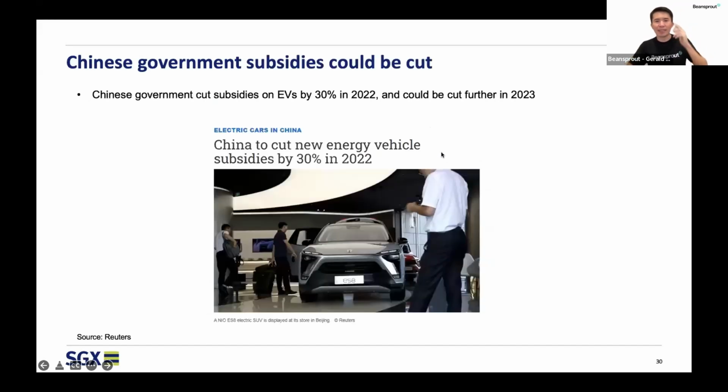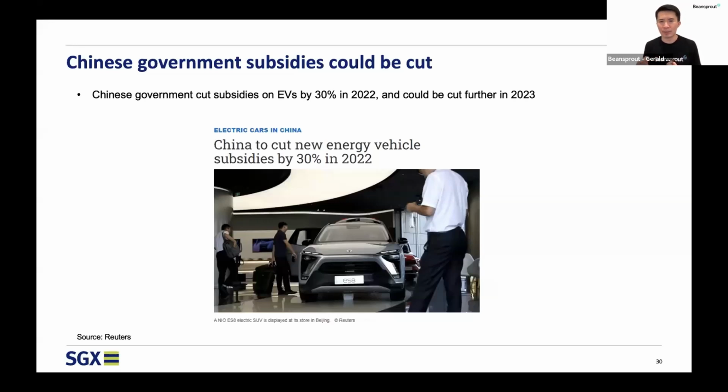Okay, the other thing to keep a lookout for would be Chinese government subsidies. We shared earlier about how the subsidies are a very big reason for why the adoption rate in China has been very high. Part of it is driven by the very attractive incentives given to consumers to be buying an EV. From this year, we've already started to see the Chinese government cutting the subsidies by 30%. It isn't clear whether it will be cut further in 2023. So that is something that we'll continue to keep a very close lookout for.